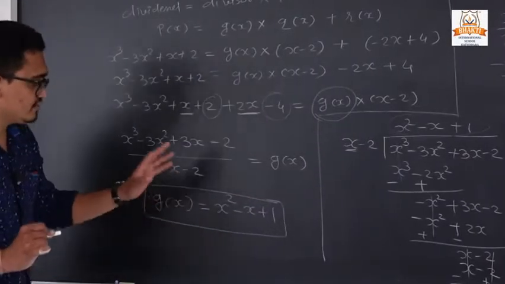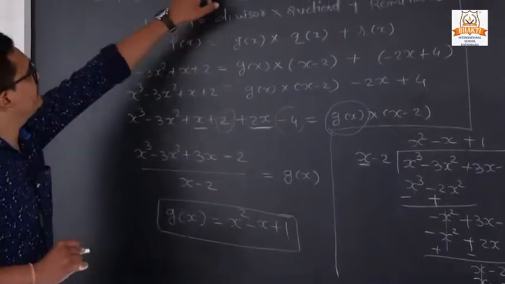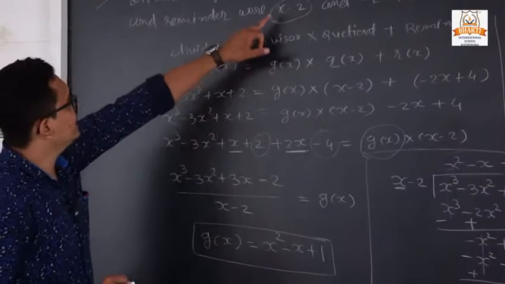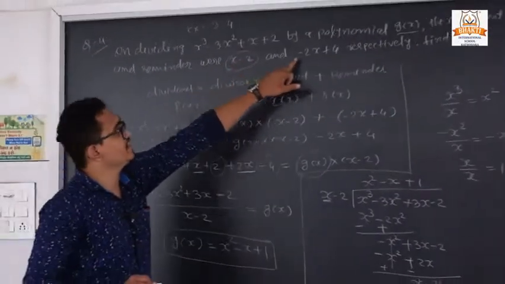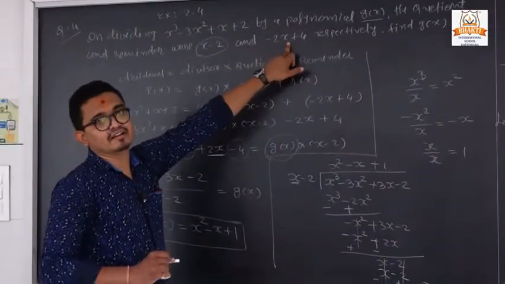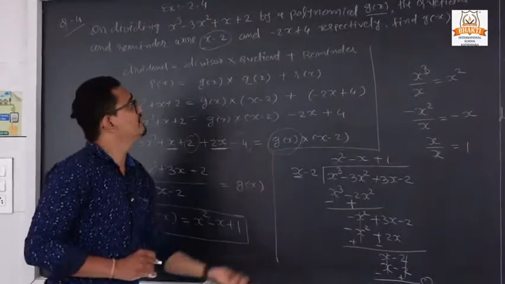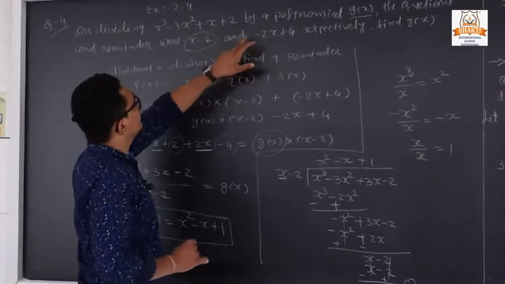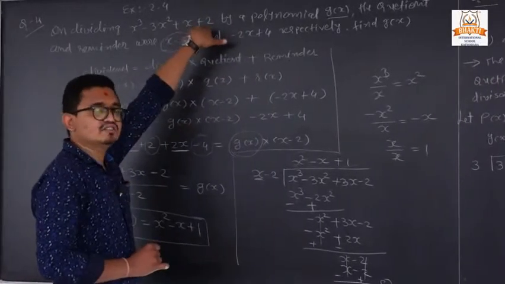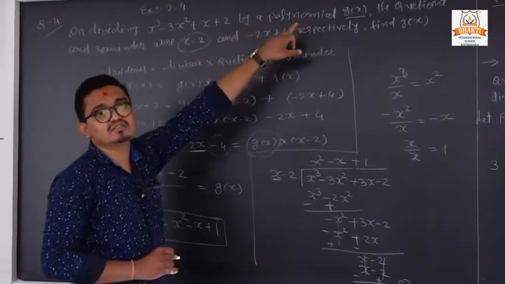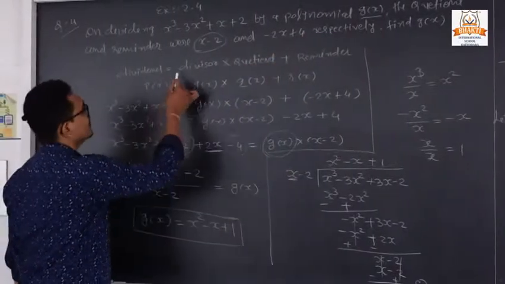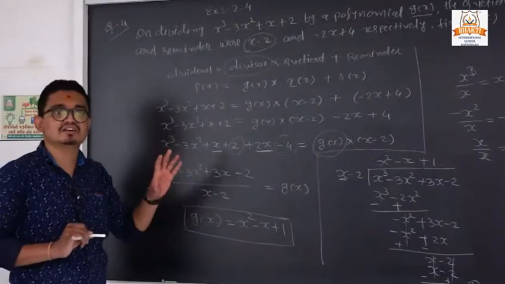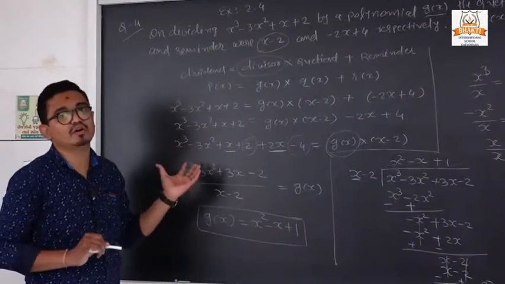So it means if we divide that polynomial with that divisor, we get that as our quotient and that as our remainder. But they asked a different question. Here the remainder, quotient and dividend are given, but the divisor is not given. So in this question we want to find the divisor. Clear? That is a little different sum from all the other sums.